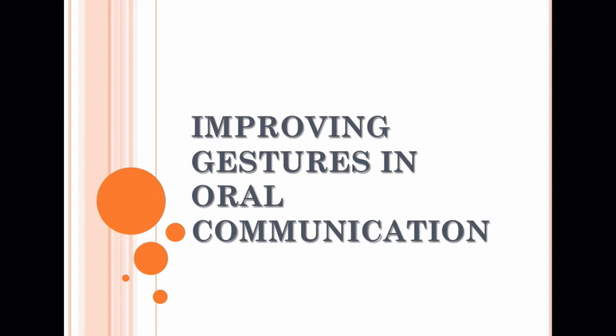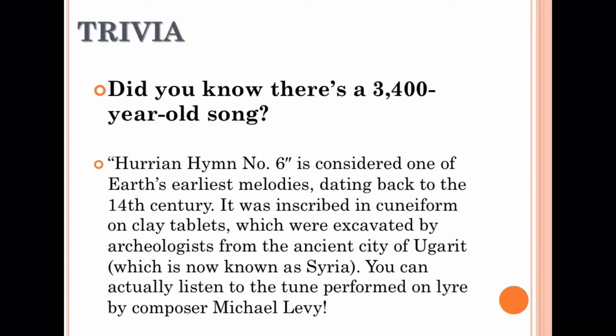But before that, we always have the trivia for the day. And our trivia for today is, did you know there's a 3400-year-old song? Hurrian Hymn number 6 is considered one of the Earth's earliest melodies. Dating back to the 14th century, it was inscribed in cuneiform on clay tablets, which were excavated by archaeologists from the ancient city of Ugarit, which is now known as Syria. You can actually listen to the tune performed on lyre by composer Michael Levy.